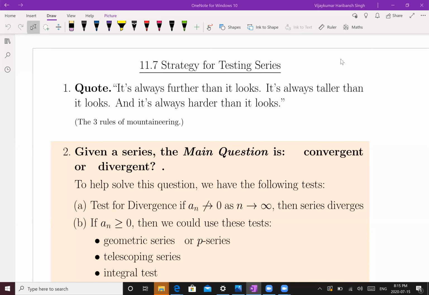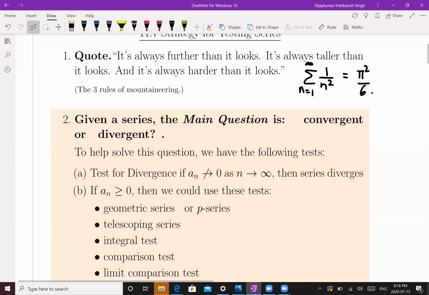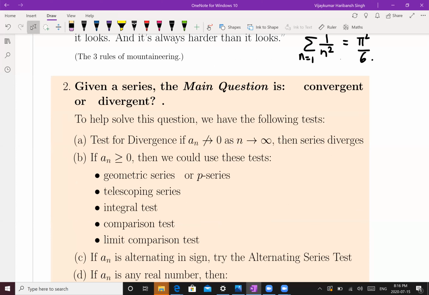So the idea is the following. There are certain series for which we know the sum. We know summation n by 1 by n square, n going from 1 to infinity, is actually pi square by 6. It is slightly involved to prove that, but nevertheless. However, if you're given a general infinite series and you want to make out whether it converges or diverges, that's the question we have in our mind. We want to see how to check if the series is convergent or divergent.